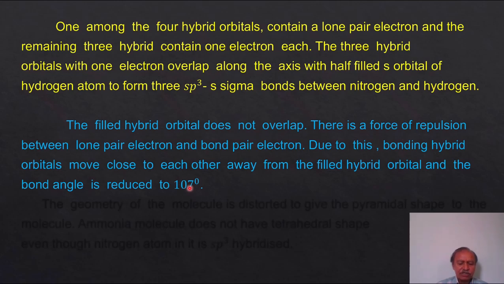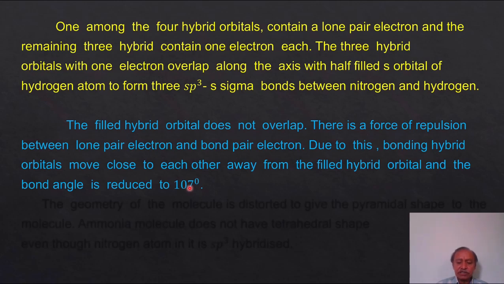In methane you have seen the bond angle is 109 degrees 28 minutes because in methane there is no force of repulsion. In methane there is no lone pair of electrons, only bond pairs. If there is a lone pair of electrons, there will be repulsion between the lone pair electrons and the bond pair electrons. But when only bond pairs of electrons are present, they will not undergo the force of repulsion.